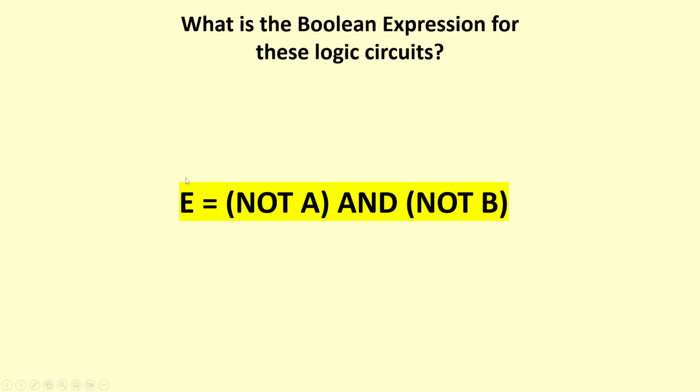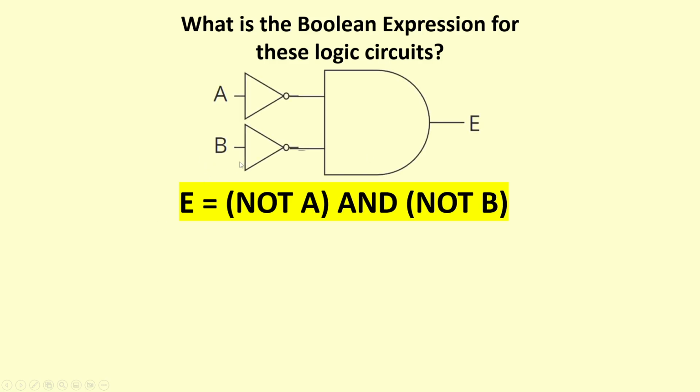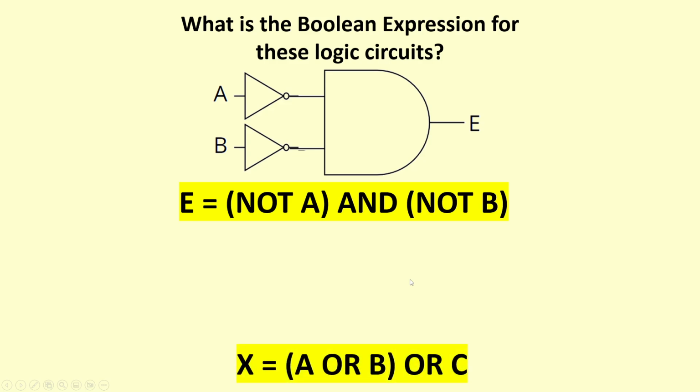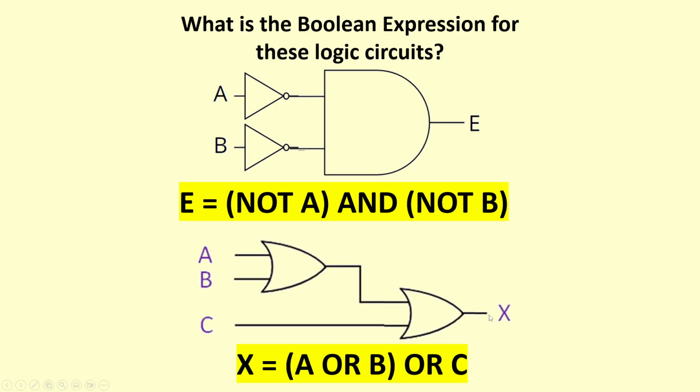Here we've got E as our output, so that'll be over at the end on the right. We've got NOT A in brackets, so that's going to go on the left, and NOT B in brackets, that's going to go on the left. NOT A and NOT B. And finally, X is our output over here. We've got A OR B in brackets, because that's going to be done first. Big OR and the input of C. X equals A OR B, OR the input of C on its own.